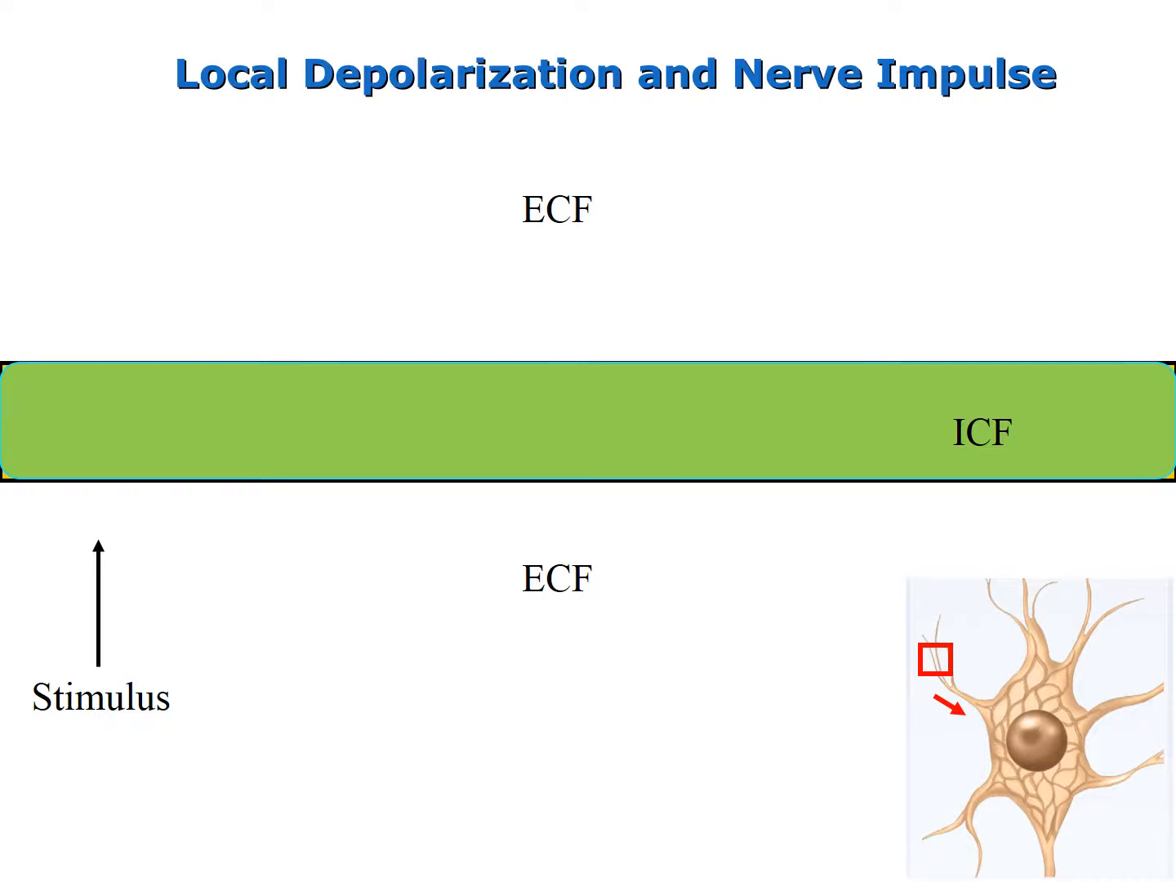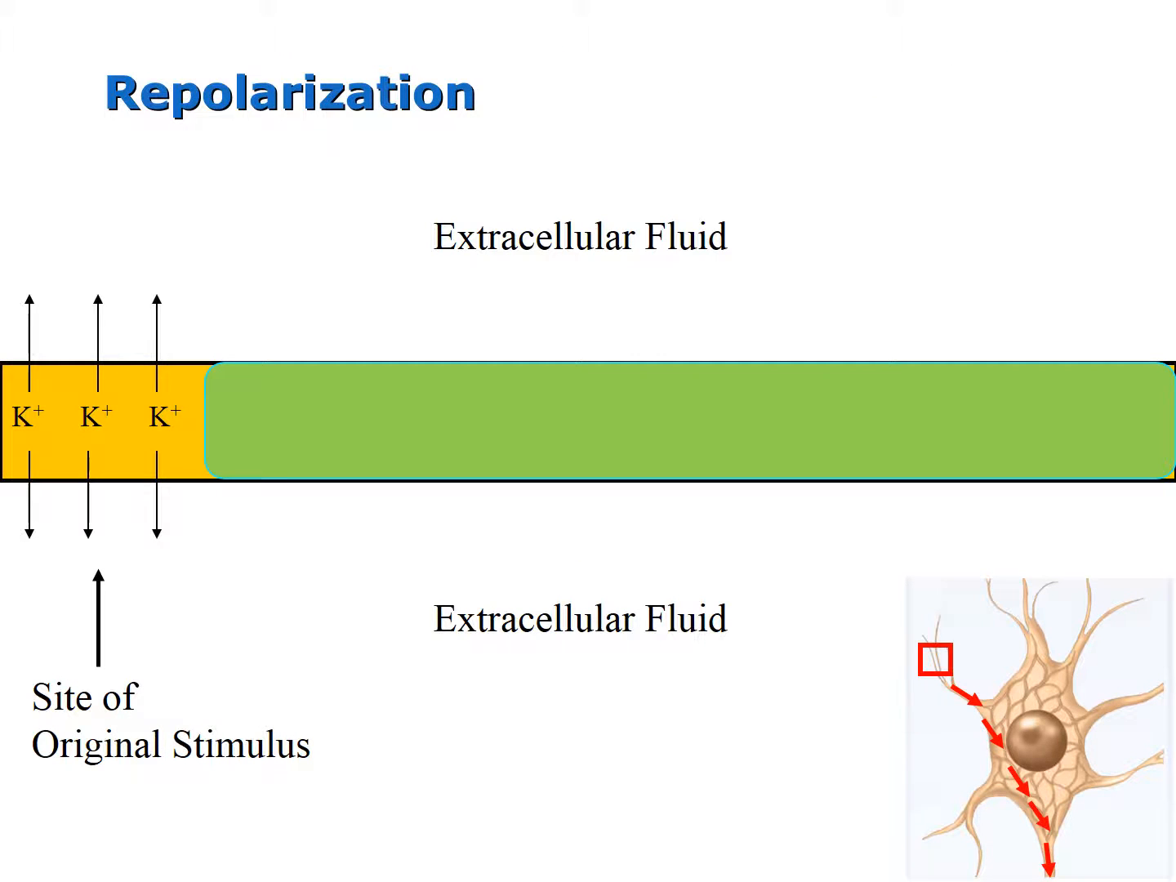In the process of generating a local depolarization and then a nerve impulse, the plasma membrane of the neuron has been depolarized. That means it is no longer at the resting membrane potential and cannot respond to further stimuli. In order to repolarize the plasma membrane, potassium channels open. Remember, potassium is higher inside the cell than outside the cell.